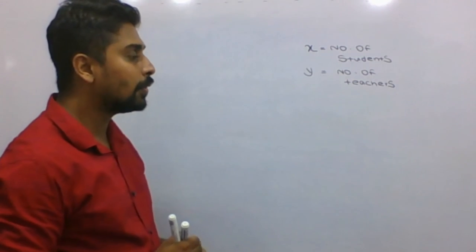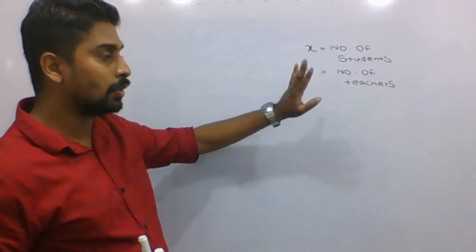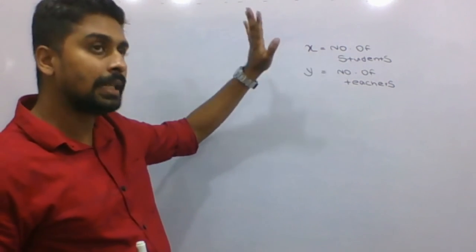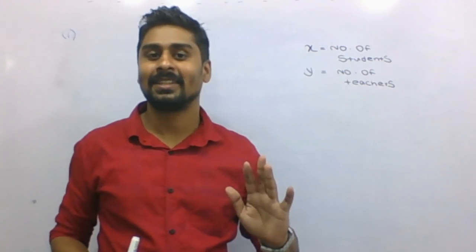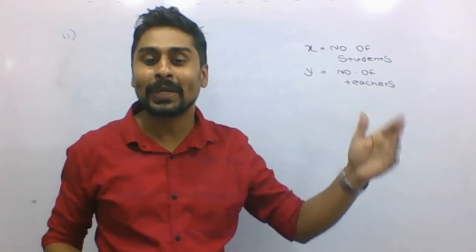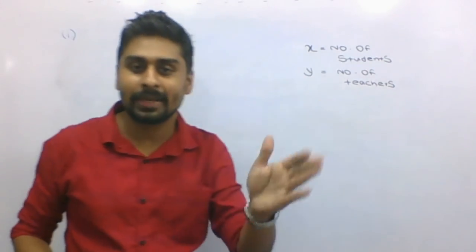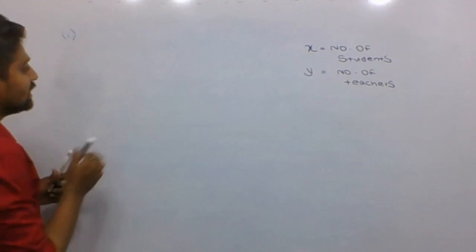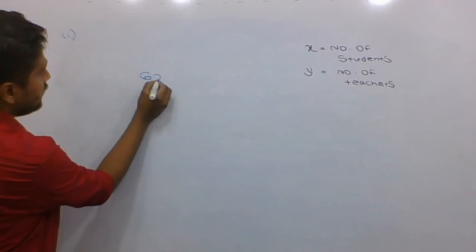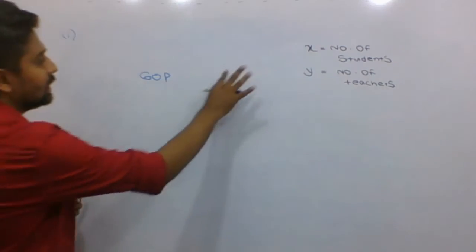Now you know that for one student they will give P amount. How many students are there? 60. So all together, 60 into P. For one student P, and there are 60 students, so altogether what is there? 60P. Is it clear?